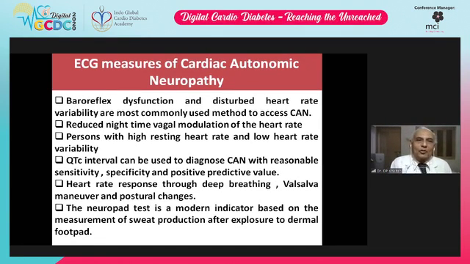ECG measures of cardiac autonomic neuropathy. Baroreceptor dysfunction and disturbed heart rate variability are the most commonly used methods to assess cardiovascular autonomic neuropathy. Reduced nighttime vagal modulation of the heart rate, persons with high resting heart rate and low heart rate variability, and QTc interval can be used to diagnose CAN with reasonable sensitivity, specificity, and positive predictive value. Heart rate response to deep breathing, Valsalva maneuver, postural changes, and hand gripping may be recordable through an automatic device. The neuropathic stress is a modern indicator based on the measurement of sweat production after exposure to a thermal foot plate.